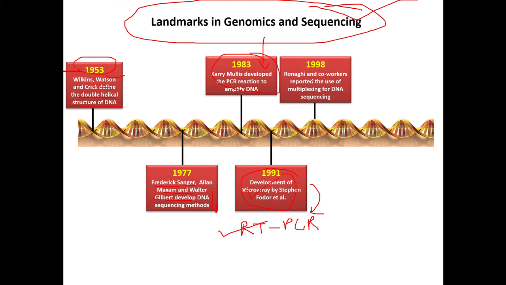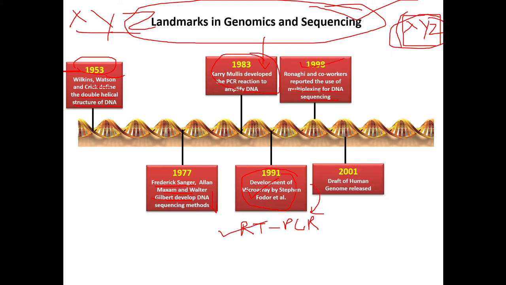In 1998, multiplexing of DNA sequencing was developed. What is multiplexing? Multiplexing means you have many genes, suppose X, Y and Z, three genes, and you spot all the genes on a single plate and you want to know the effect. So this scientist was able to do multiplexing in 1998.